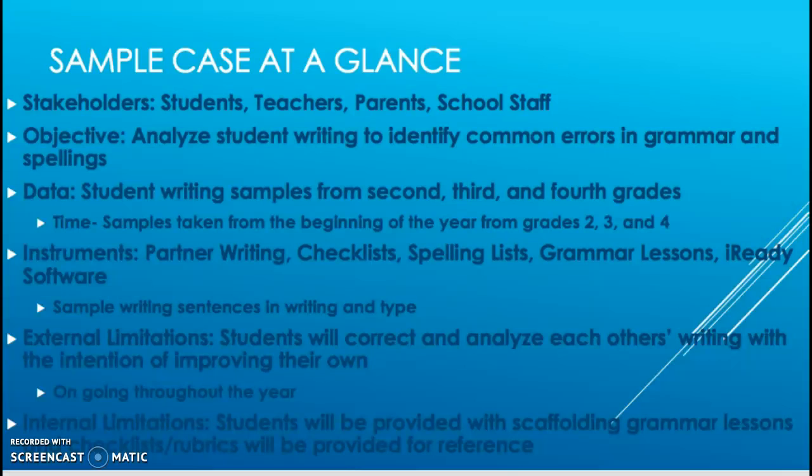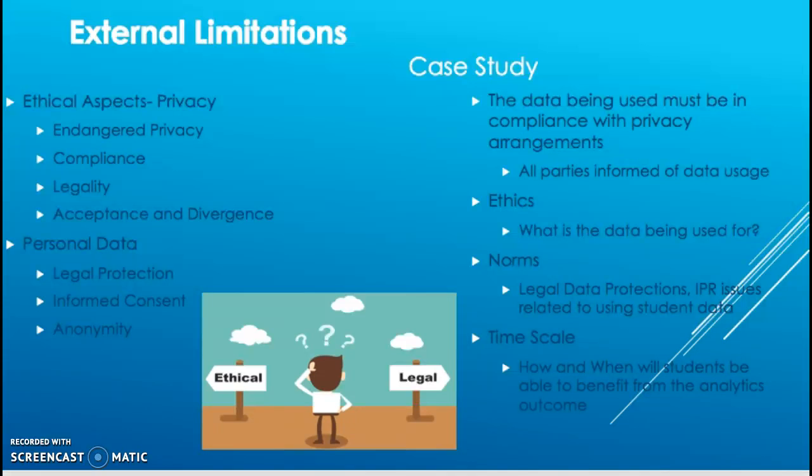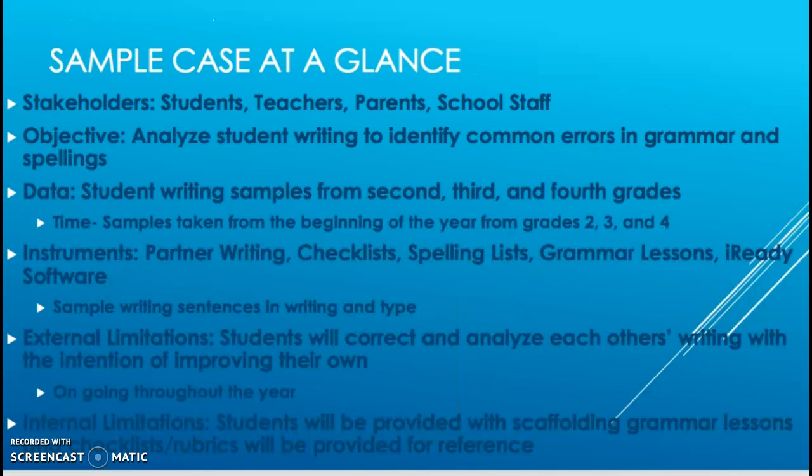Some external limitations for this study is that students will correct and analyze each other's writing with the intention of improving their own, which will be ongoing throughout the year. Some external limitations would have to do with privacy and ethical considerations, which is important to note since students work in a classroom, they are giving up their right to work with other students unless made clear to the instructor. So their work can be published and seen by other students. Some internal limitations would be that students will be provided with scaffolding, grammar lessons, and checklists, and rubrics will be provided to make the learning accessible to all learners.